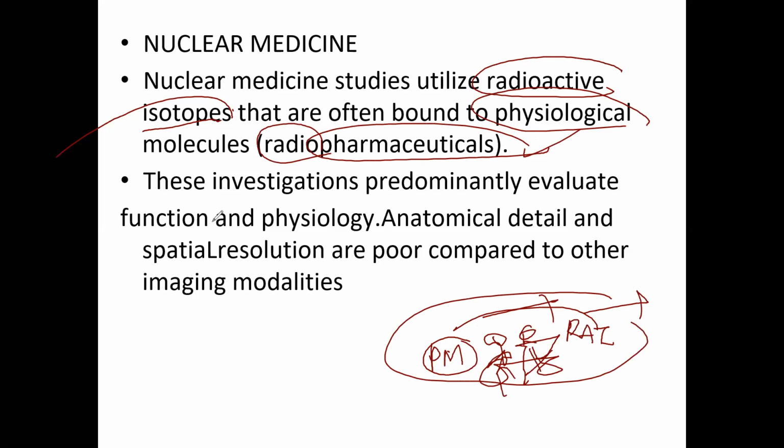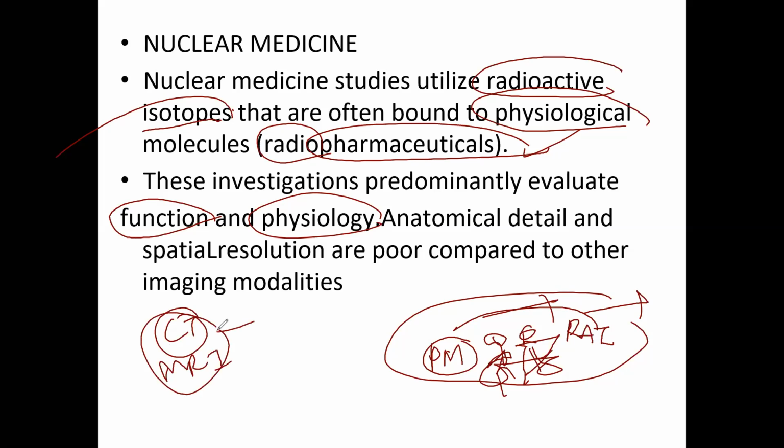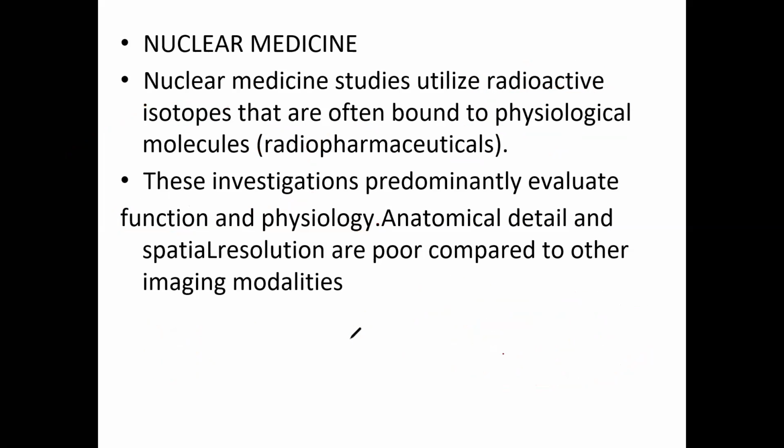So they evaluate the function and physiology. Whereas CT scan and MRI are helpful for anatomy, this is helpful for physiology. So whatever is the function, that will be known. Anatomical detail and spatial resolution are poor compared to the other imaging modalities. Of course, physiology is more dominant here than anatomy. You should keep that in mind, and you should have information about that.